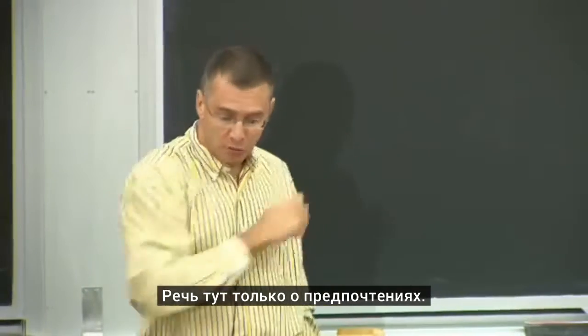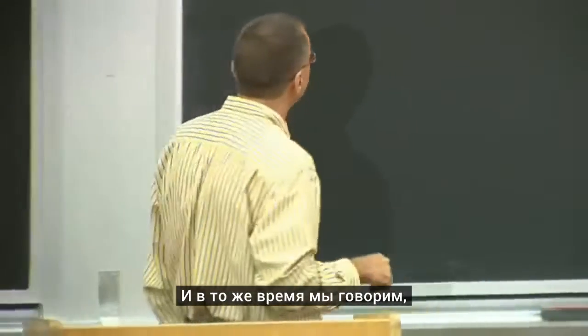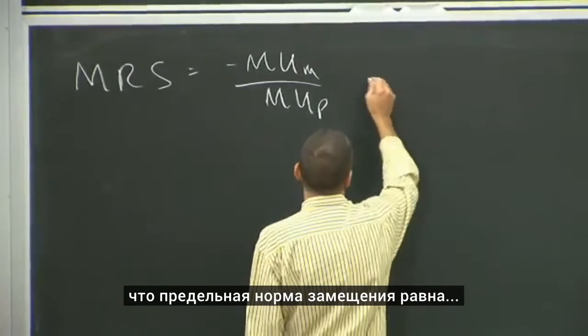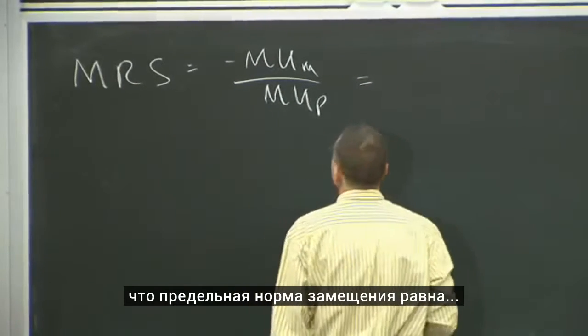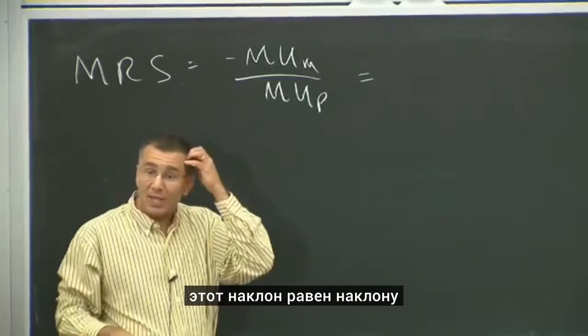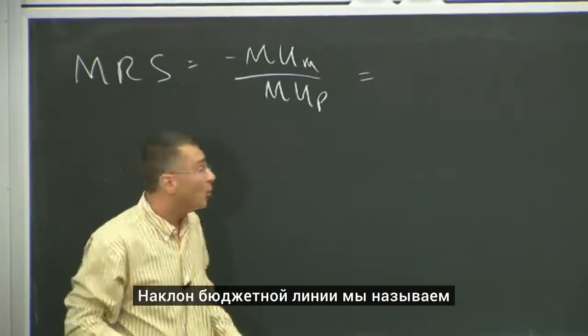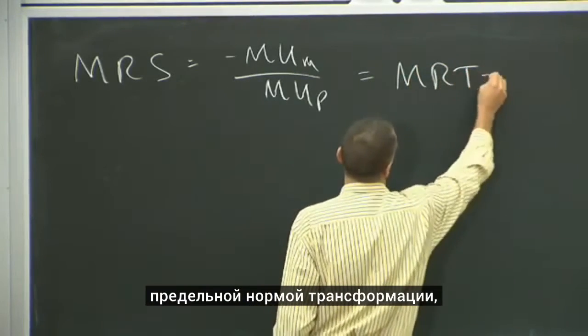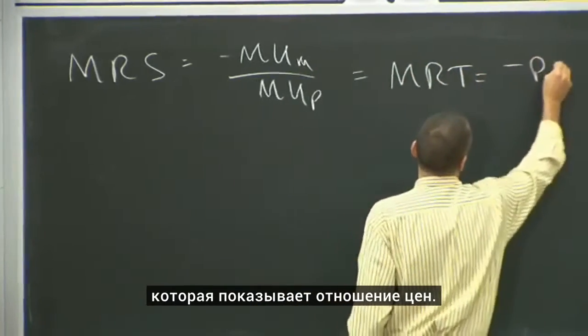That's about preferences only. At the same time, we're saying that the marginal rate of substitution is equal to the slope of the budget constraint. Well, the slope of the budget constraint we call the marginal rate of transformation, which is the price ratio.